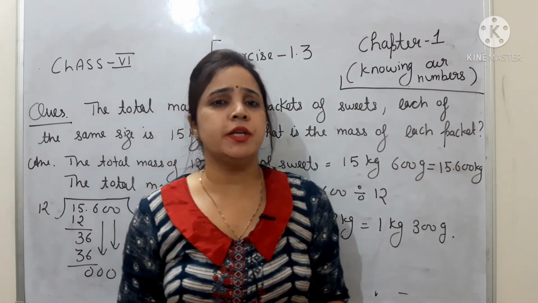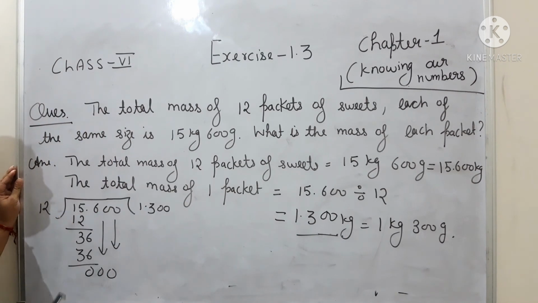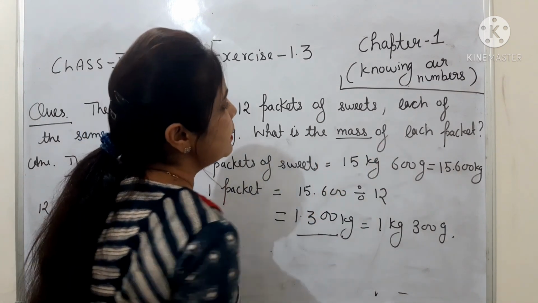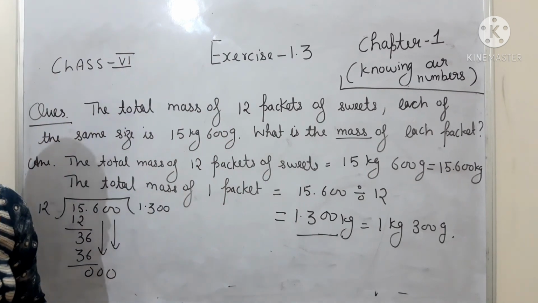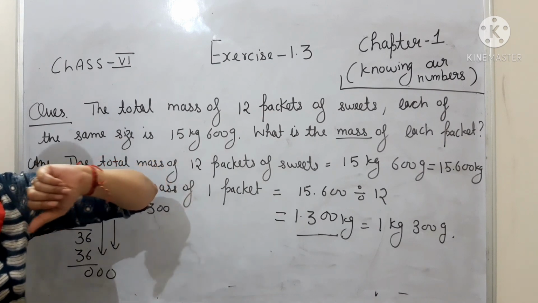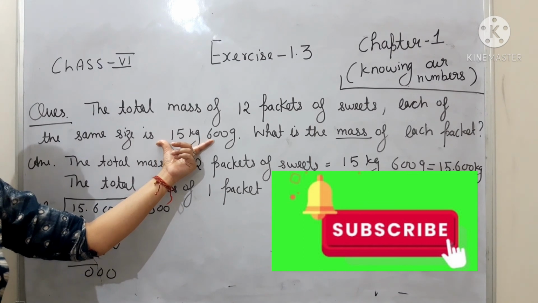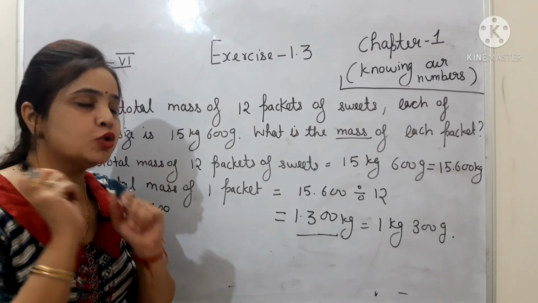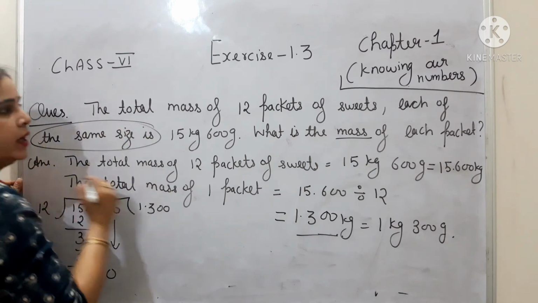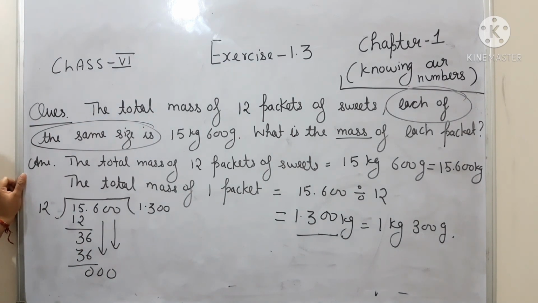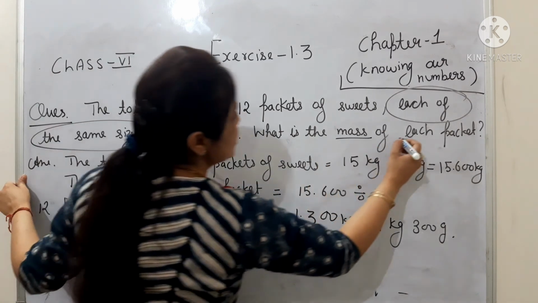Now students, your next question is: the total mass of 12 packets of sweets, each of the same size, is 15 kg 600 gram. What is the mass of each packet? Now what is the meaning of the word mass here? The meaning of the word mass here is related to your weight. The total weight of 12 packets of sweets is 15 kg 600 gram, and it is also given that each packet is of the same size. Same size, same weight. Clear? You have to calculate what is the mass of each packet.